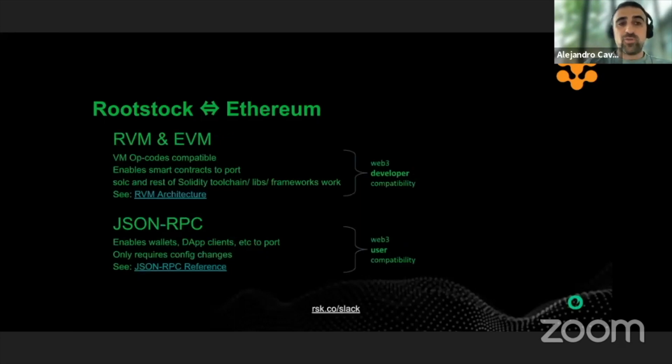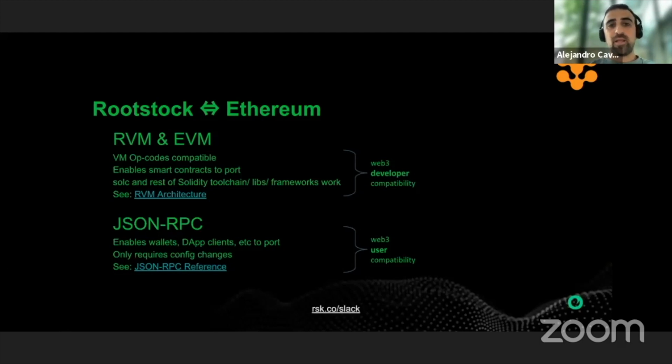And we also need to compare Rootstock with Ethereum. The Rootstock virtual machine is compatible with Ethereum, so we have the same opcodes as the Ethereum virtual machine. It doesn't mean that the implementation is the same, but the functionality is the same. You can take a contract that was compiled for Ethereum, deploy it on Rootstock, and it will work. That's why being compatible with Ethereum is so important.